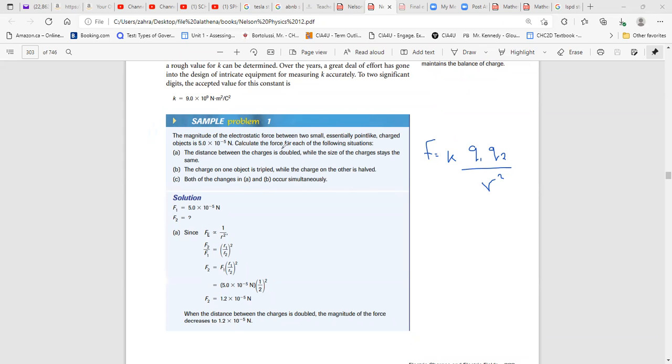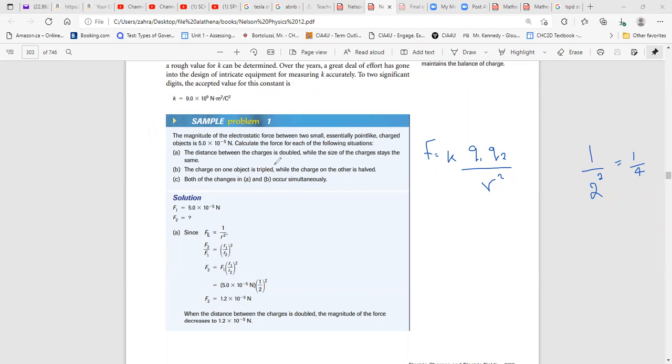If the distance between the charges is doubled, that means r becomes twice, so the denominator is going to be four times larger. So your force becomes 1/4. Just divide this force by 4 and you will get your answer.